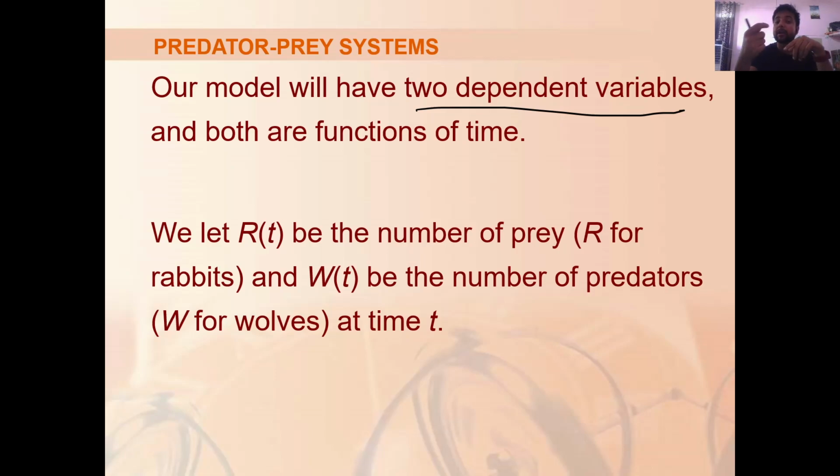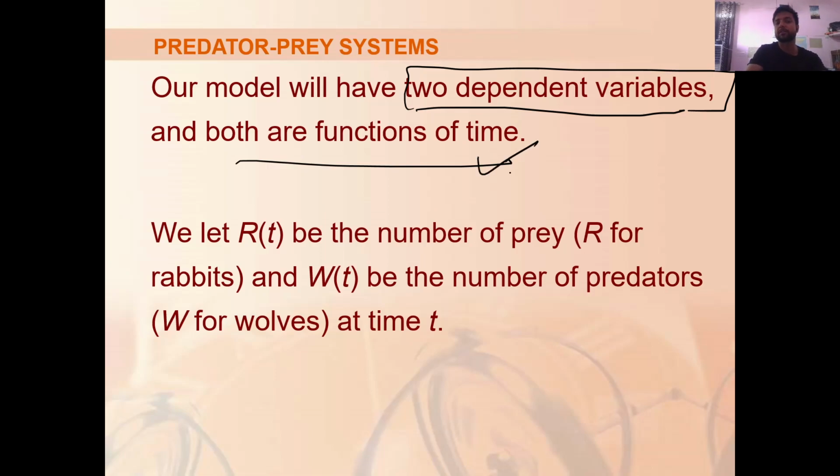And why are we considering them dependent? Because the number of rabbits will always be dependent upon the number of wolves. So that's why we are saying we have two dependent variables, and both are a function of time. Now, what is the meaning of function of time? Both are basically changing with time, so it doesn't mean that they will remain the same all over. First thing, they are dependent upon each other. Second thing, they are changing with time. So that simply means that they are a function of time.